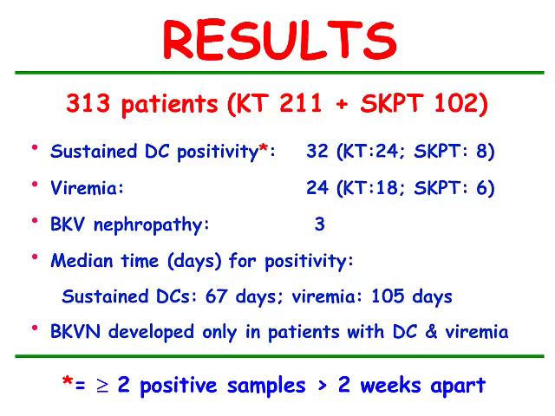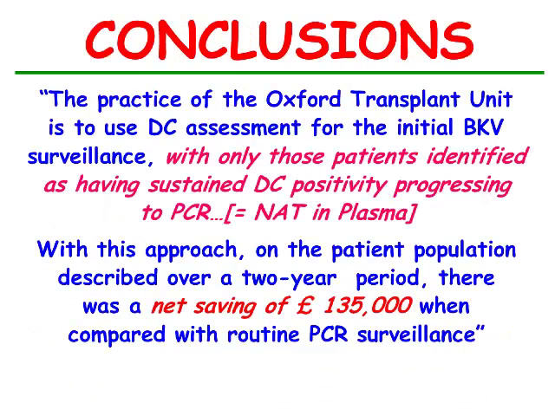They found that decoy cells were present in at least 2 samples more than 2 weeks apart in 32 cases. Viremia was found to be present in 24, and when these patients were submitted to biopsy, they found BK-virus nephropathy in 3. What is interesting is the final statement and the conclusions of this paper.